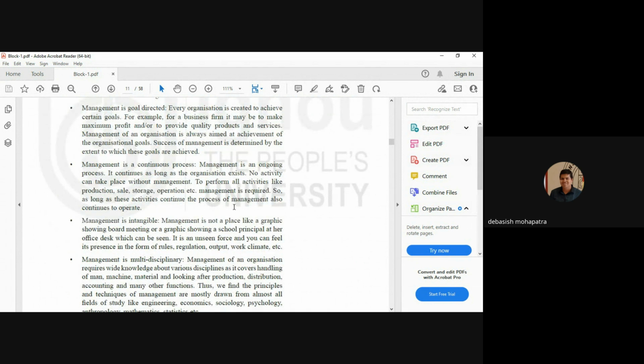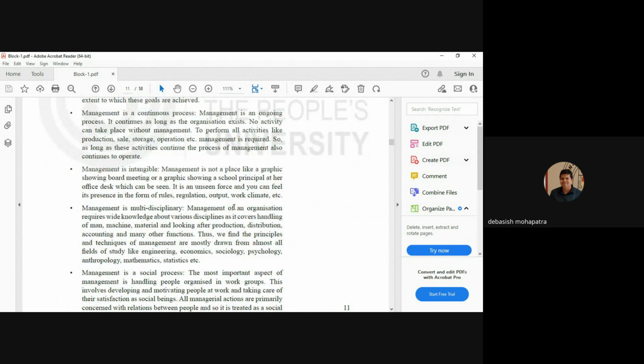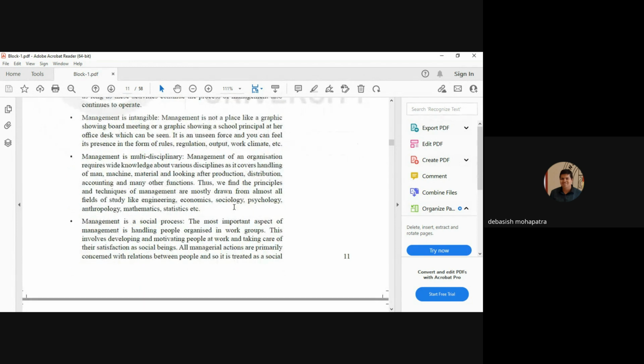Management is intangible, means management is not a place like a graphic showing a board meeting or a school principal at her office desk, which can be seen. It is an unseen force which can be felt, and its presence is in the form of rules, regulations, output and work climate, etc. Management is multidisciplinary, means management has many disciplines. Organizations require wide knowledge about various disciplines, as it covers handling of man, machine, material and looking after product, distribution, accounting and many other functions.